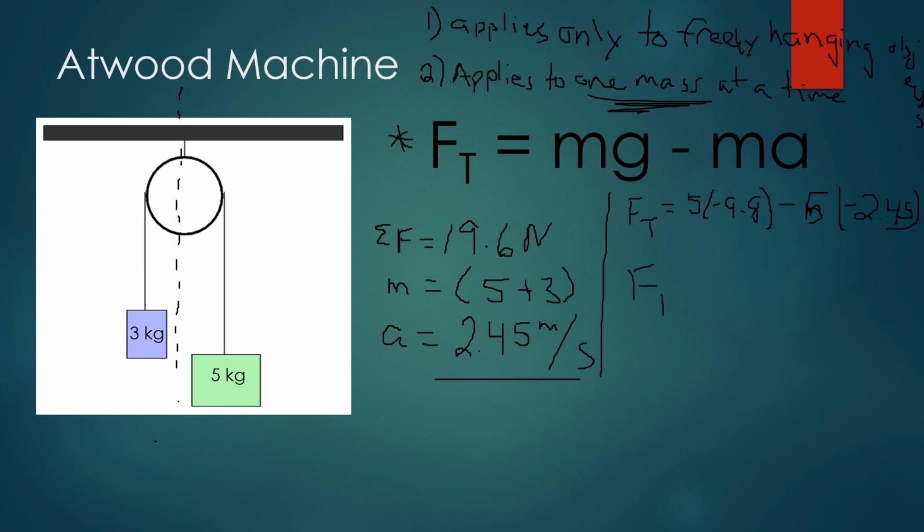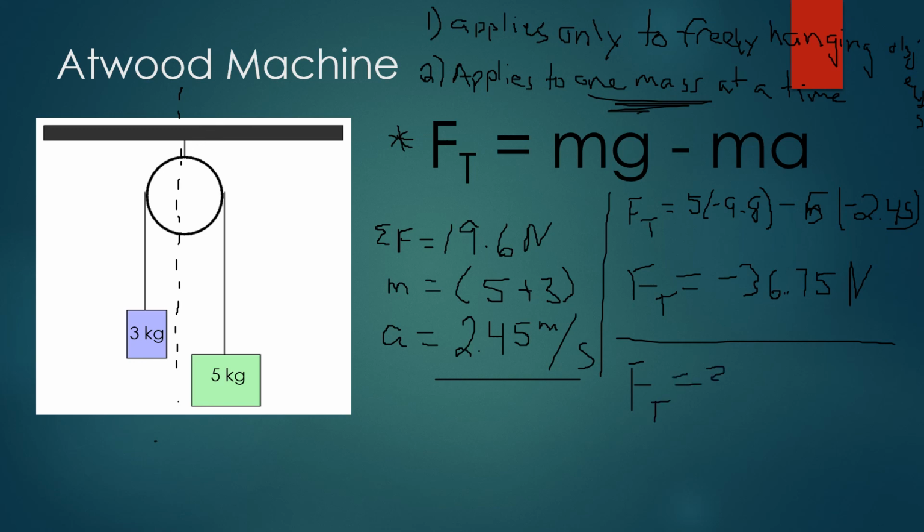So all we do is type that in the calculator. 5 times negative 9.8 minus 5 times negative 2.45. Excellent. The tension we get is negative 36.75. Awesome. Newtons. Now wait a minute, Bizzuto. What if, just what if I didn't choose that side? What if I decided to find the tension by looking at the 3 kilogram instead of the 5? Let's find out.